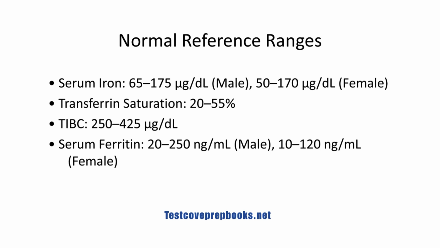First, let's begin with normal reference ranges. In healthy individuals, serum iron is about 65 to 175 micrograms per deciliter in males and 50 to 170 in females. Transferrin saturation normally falls between 20 and 55%. The total iron binding capacity, or TIBC, is about 250 to 425 micrograms per deciliter. Serum ferritin, which reflects storage, is 20 to 250 nanograms per milliliter in males and 10 to 120 in females.